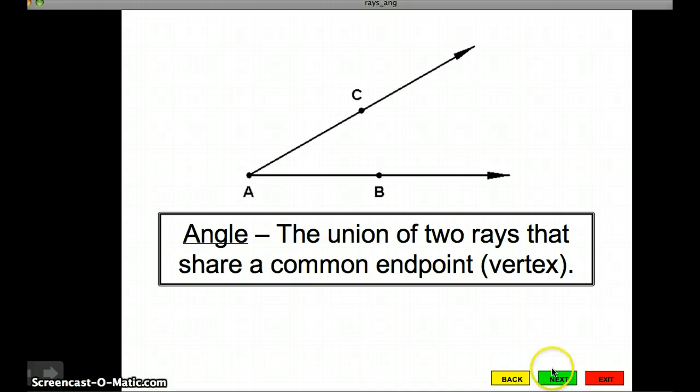The next slide is an angle, which here says the union of two rays that share a common endpoint or vertex. So here is ray AC starting at point A, continuing through point C, and here is ray AB starting at point A, continuing through point B. The common endpoint or vertex that they share is point A. So here's one ray and another ray, and then the vertex that they share. Again, the teacher will stop after explaining it and ask the students if they have any questions and answer as follows. I'll go ahead and click next.